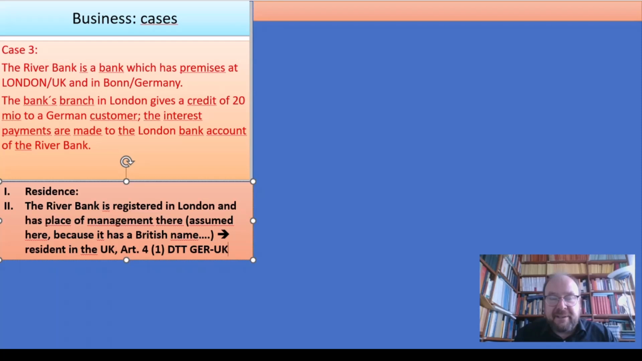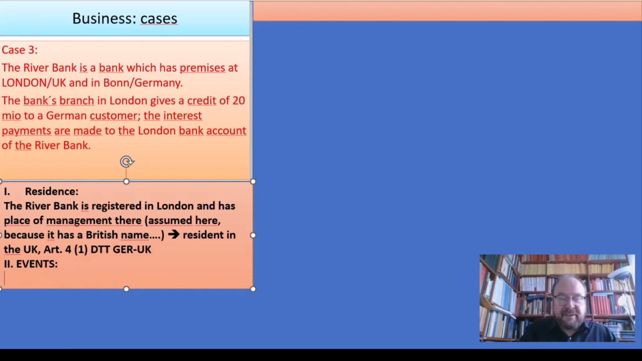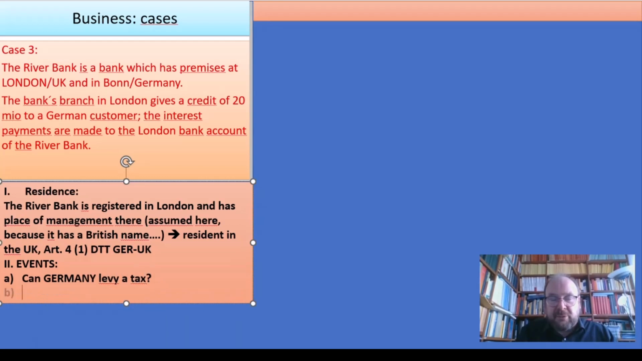Now naturally it's clear that the mere existence of premises in Bonn in Germany does not lead to a place of management or something like that here in Germany. So that's it. Okay. So we will have to think about the treatment of the interest. And the first question now would be, can Germany, as the source state, or the state of non-residence, levy a tax? Well, that's probably the same stuff as always. It will be in the OECD Model Convention, Article 7. So let's have a look what it is in the British treaty text.